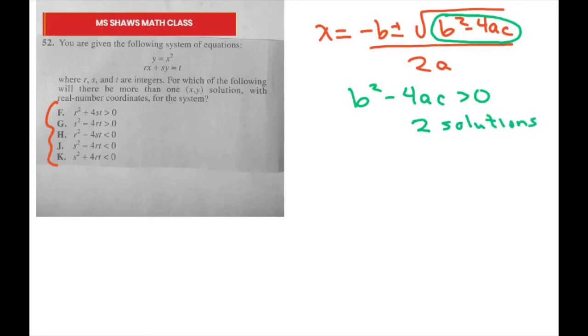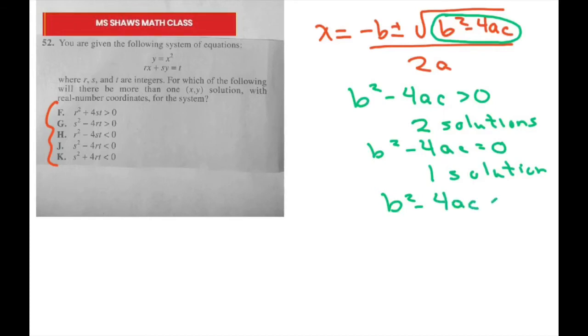And if it equals 0, means one solution. And if it's less than 0, that means there's no real solution. You'll get complex solutions, so we'll put no real solution. It means you'll get solutions with i in them, because you'll have a negative in the radical. So we want the ones with positive. And now your R, S, and T are integers.